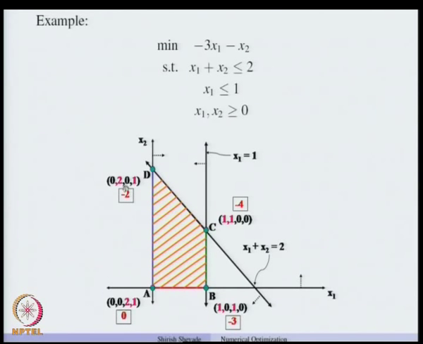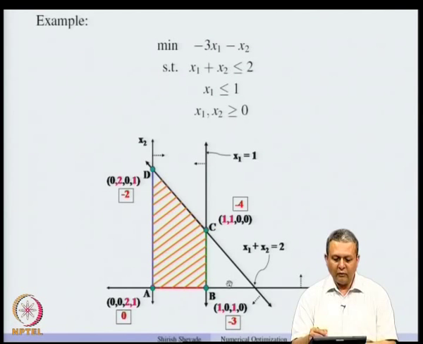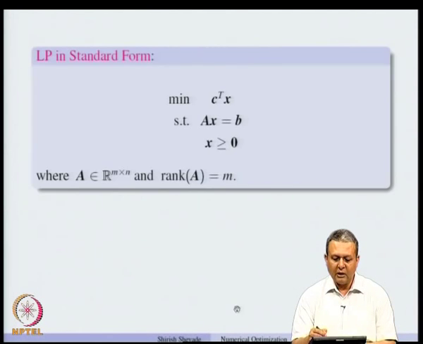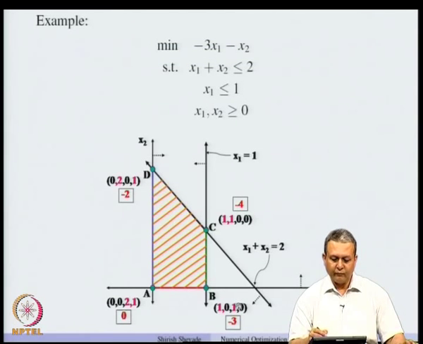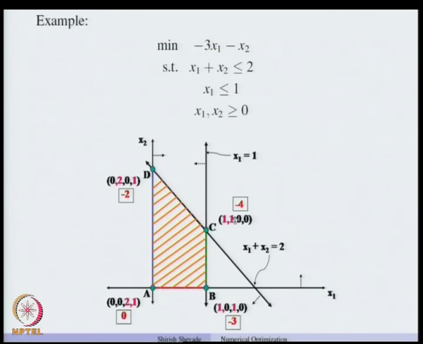Now, compare this optimal solution with the neighboring vertices' objective function values and also the basis vectors. So, you will see that in moving from B to C, the variable x2, which was non-basic here, is made basic, and variable x3, which was basic, is made non-basic. Similarly, the variable x1, which was non-basic, is made basic while moving from D to C.